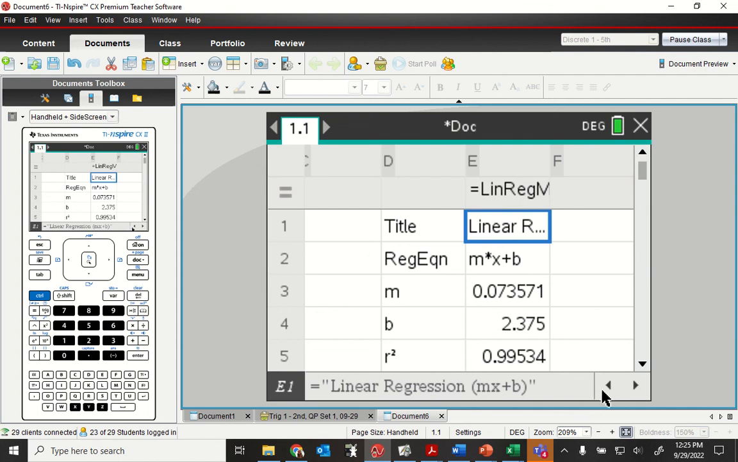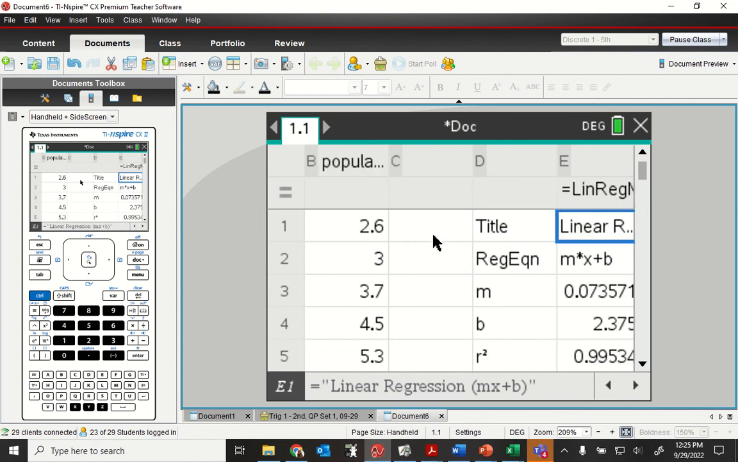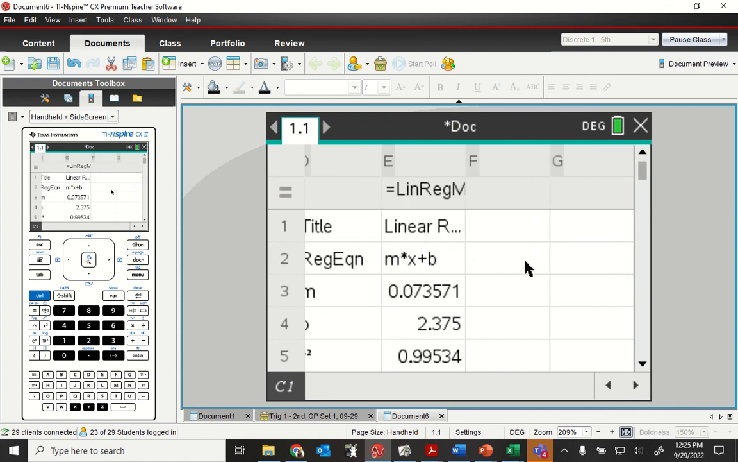But this time, if you notice, we started over here, right? I clicked on this and we did all this. Now you're going to click the next box to the right, and we're going to do it again, but we're going to do another equation.